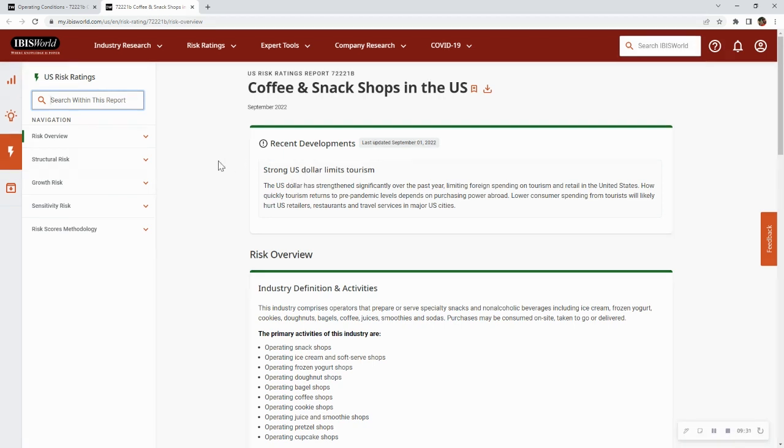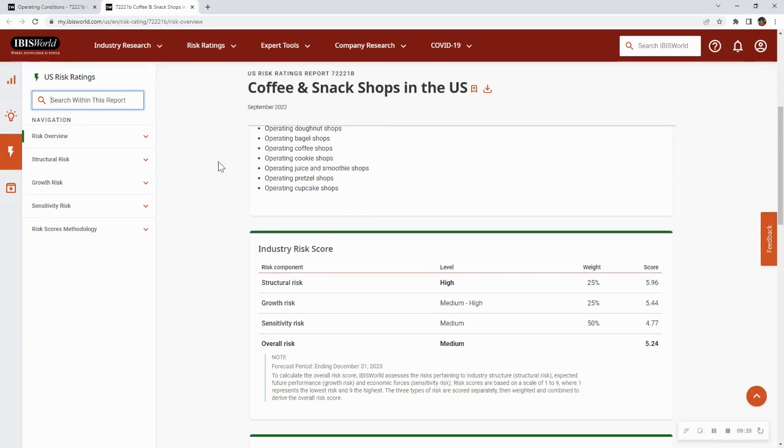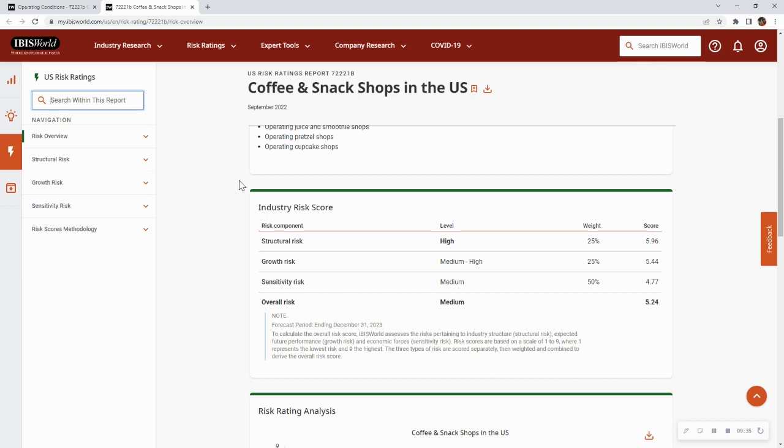So what we aim to do here is we actually weight every single component within our industry reports over 15 on a scale of 1 to 9, 1 being the least risky, 9 being the most risky, and being able to break down those components even further and see where does the risk lie. So I can see here that while the industry overall has a 5.24 risk score, there's actually a bit of a higher risk score in the structural risk, 5.96.